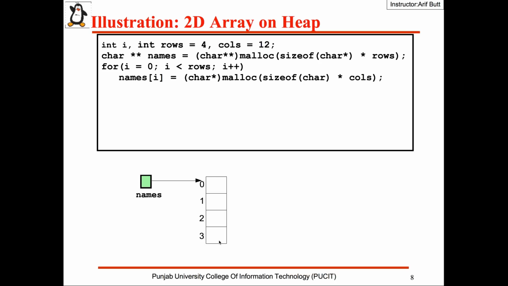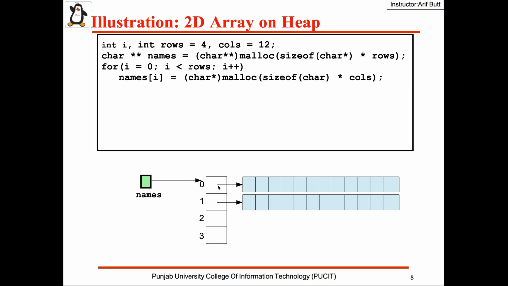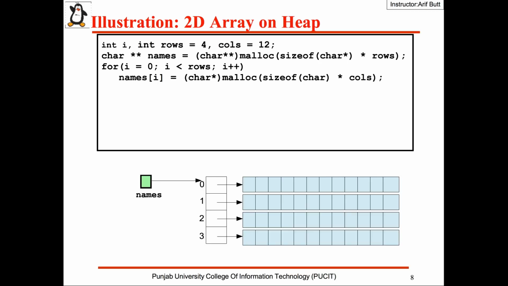When this loop runs for the first time with i equal to 0, this much memory, 12 bytes, will be allocated, and the starting address will be returned to this location, that is names[0]. And when this loop runs for the second time with i equal to 1, the starting address of the next 1D array is stored in names[1]. And this process goes on for the third as well as for the fourth time. So finally we have the memory allocated.